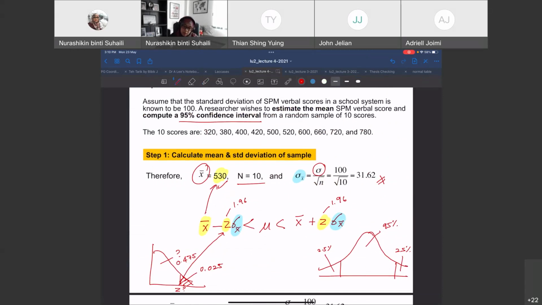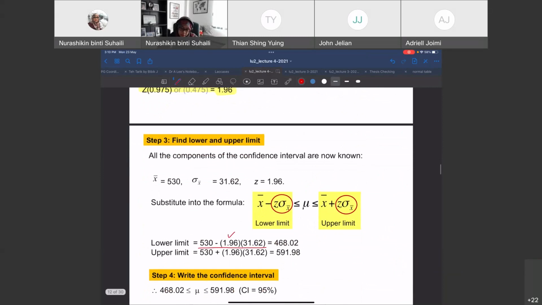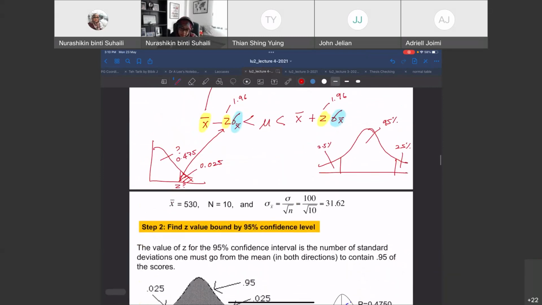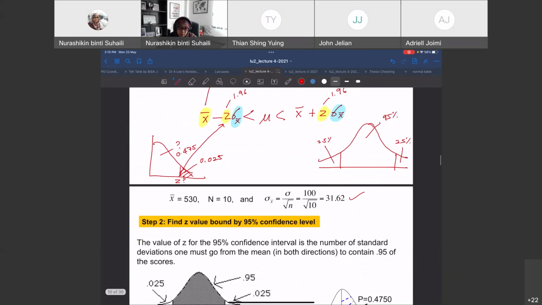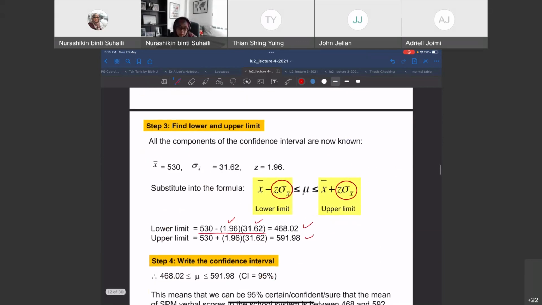So you solve the expression. The lower limit is 530 minus 1.96, the z value, times the standard deviation of the sample, which is the one that you solved in the beginning, 31.62. You put it into this expression and you get the lower limit. And then you solve for the upper limit. The difference is only minus and plus; the terms are actually similar. That's how you get the lower and upper limit.